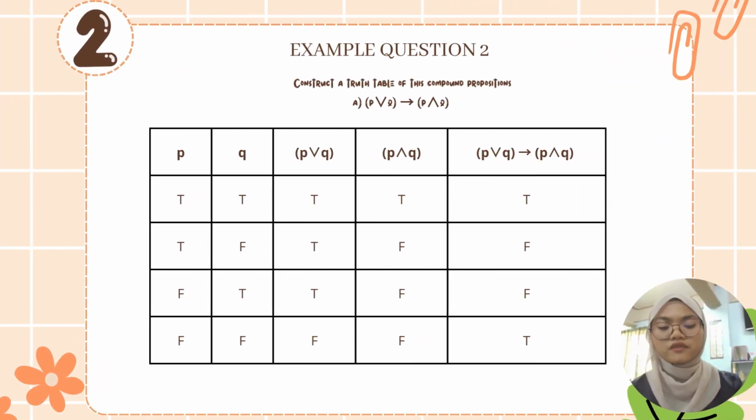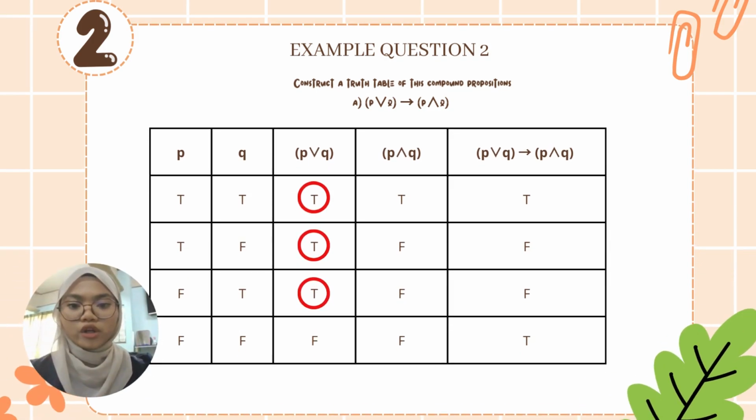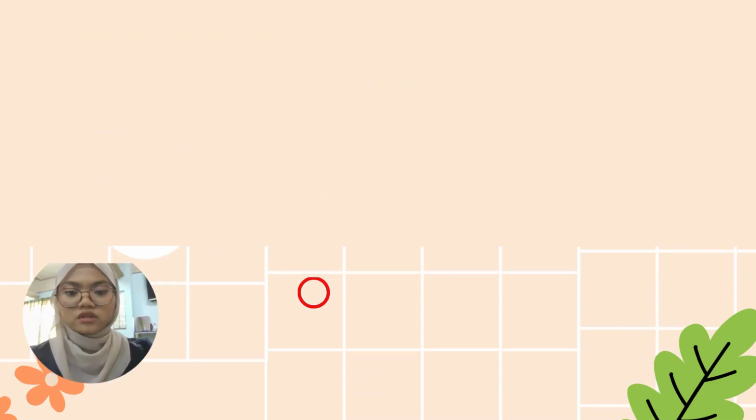Next question. Construct a truth table of this compound proposition. A, P or Q implies P and Q. For the column P, the first two rows are true and the rest are false. For the column Q, the first row is true and the second row is false, and follow the sequence until row 4. For the third column, P or Q, the first three rows are true and the last row is false.